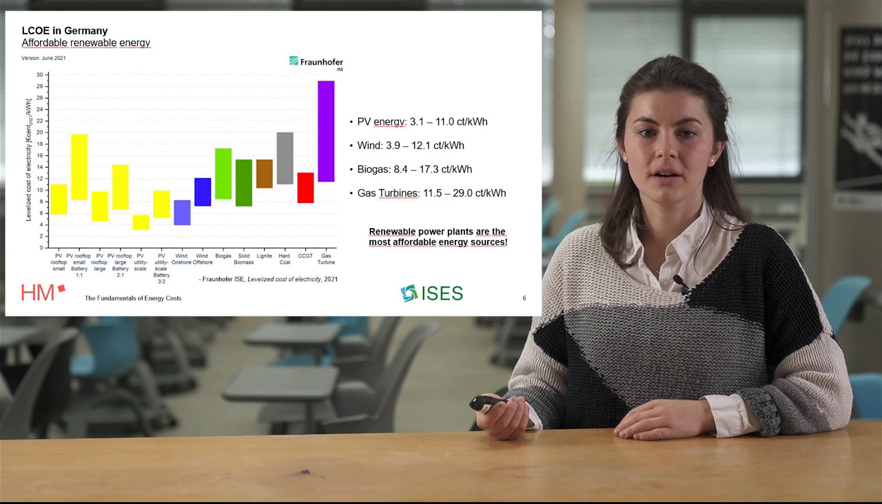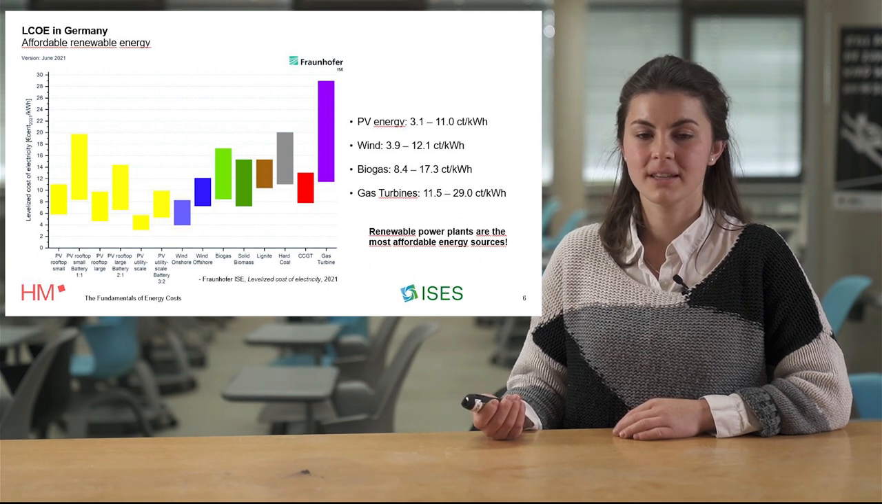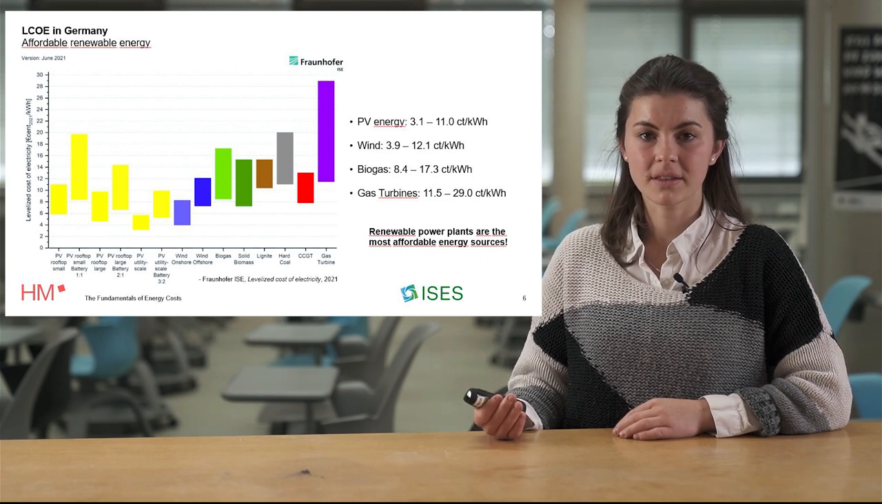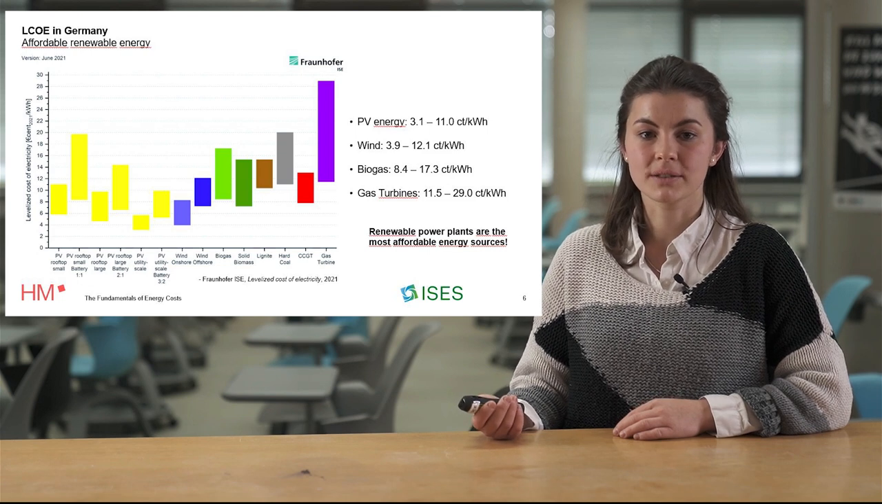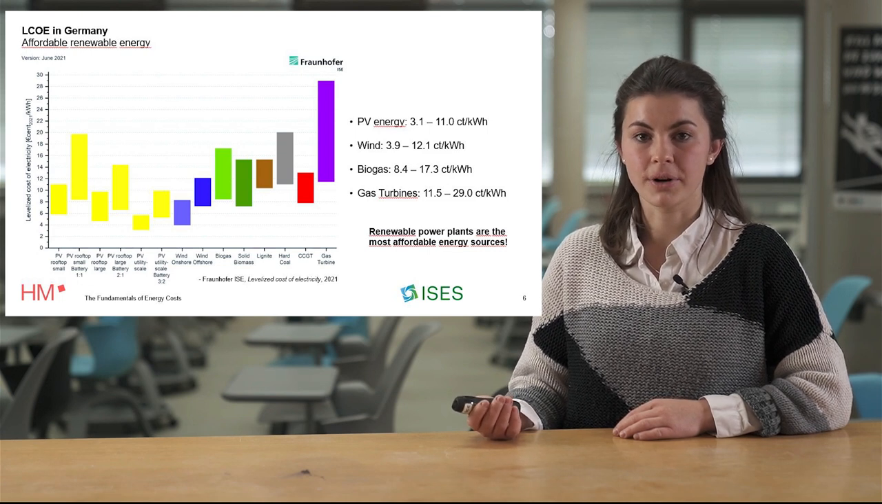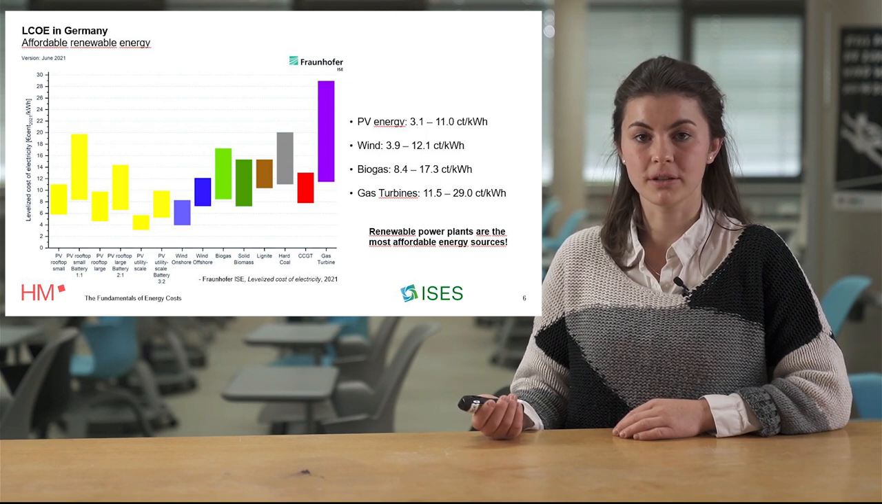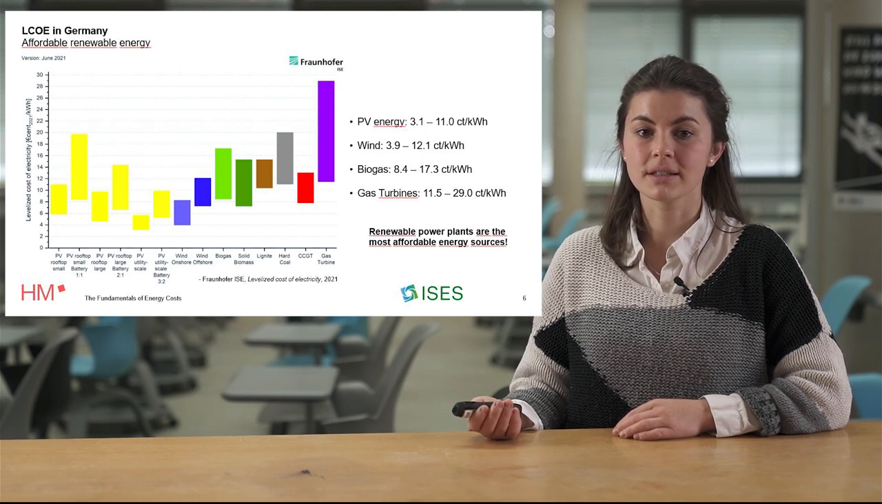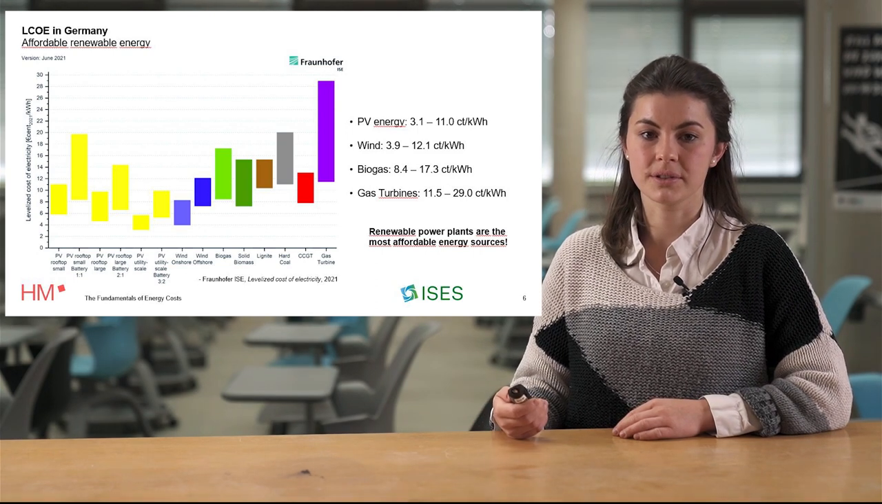Biogas systems are between 8.4 and 17.3 cents per kilowatt hours. To compare these renewable energies with fossil fuels, we see gas turbines with a wide price ratio between 11.5 and 29 cents per kilowatt hours. So we can see renewable power plants are the most affordable energy sources.